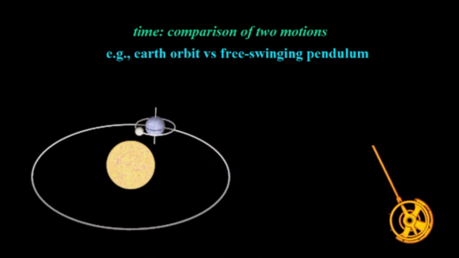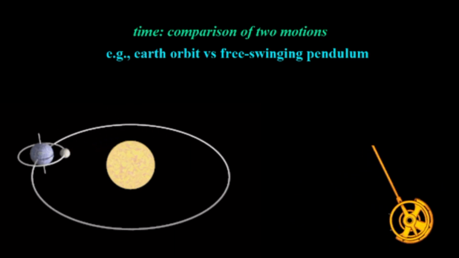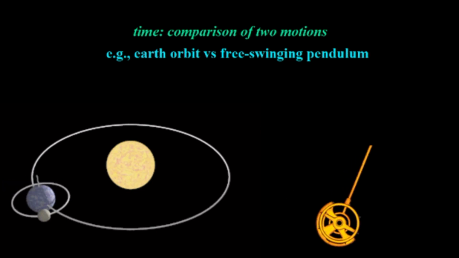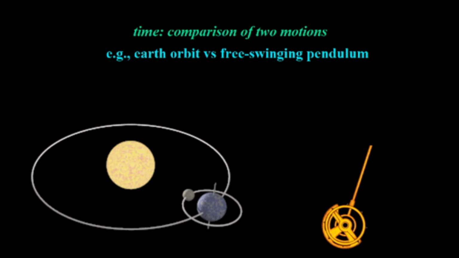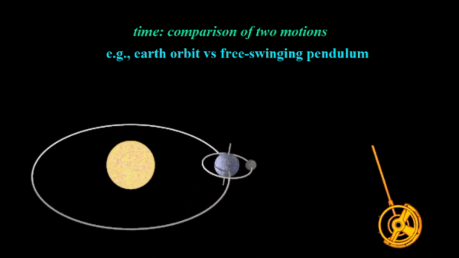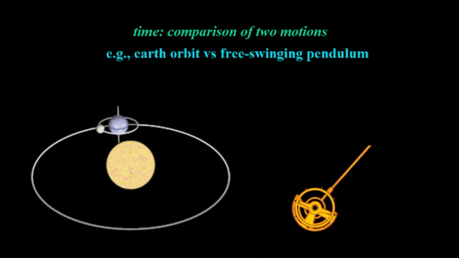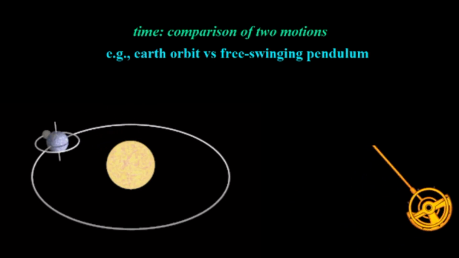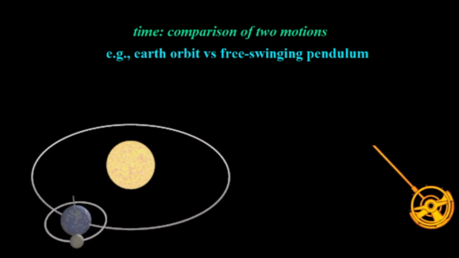Okay, what you're comparing is two motions. There's an example: Earth orbit versus a free swinging pendulum. So what we do is we establish a relation between them. What is a concept? Concept is a word that invokes or embodies two objects. Okay, that's what a concept is. Let me repeat that. Concept, a word that invokes or embodies two objects.